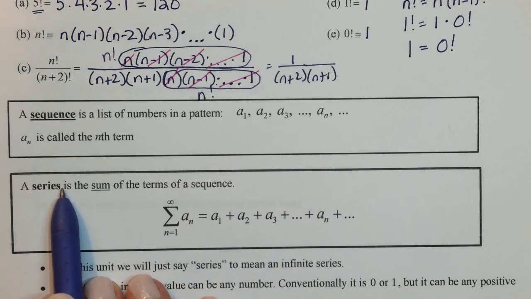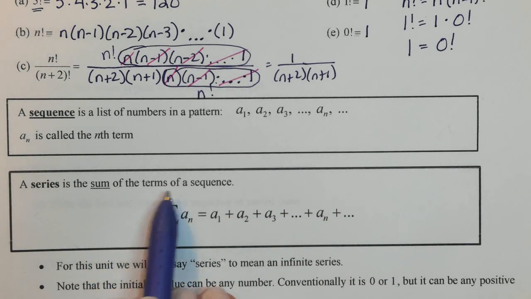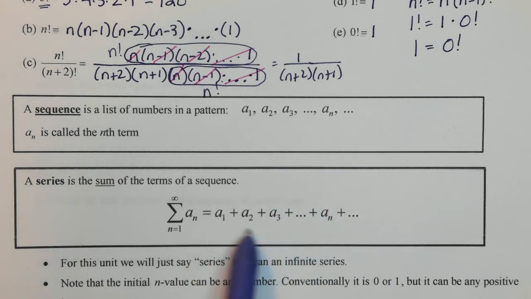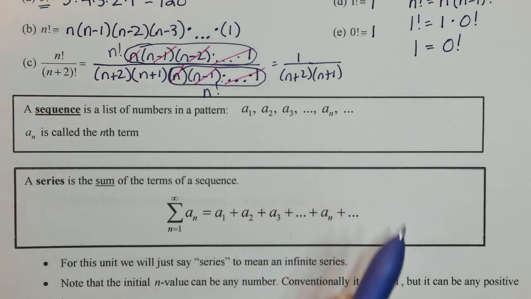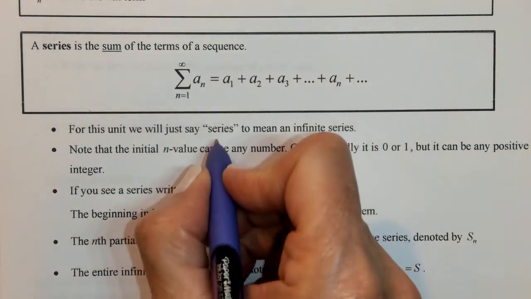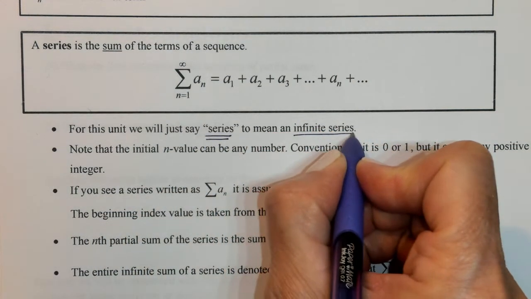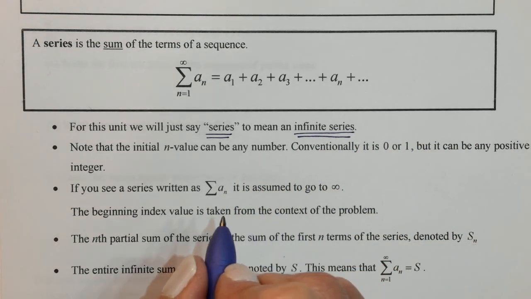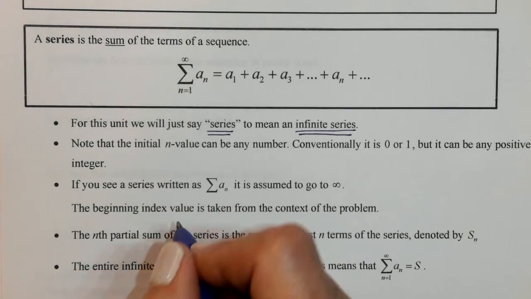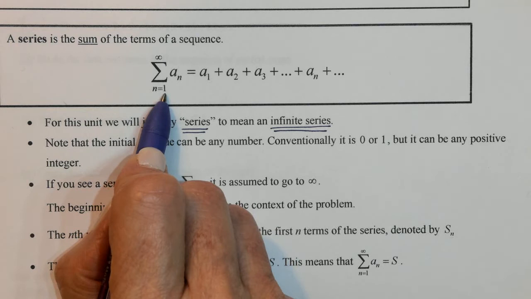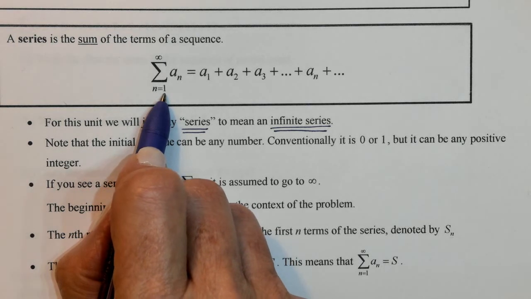A series is the sum of the terms of a sequence. So if we take all the terms in the sequence and add them up, we'll get a series. For this unit, we will just say series to mean an infinite series. So when I say series to you, it means an infinite series, unless I say finite series. If I say finite series, then it's finite, not infinite. The initial n value here happens to be a 1. Usually it is a 0 or a 1, but it can be any positive integer.